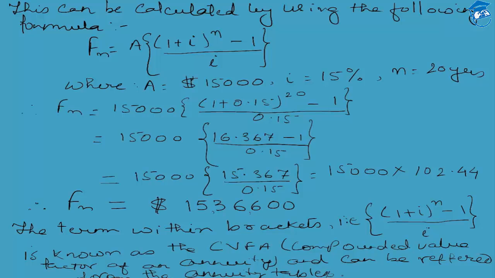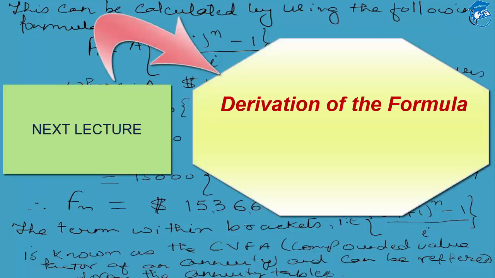Hope students this discussion is clear with you all. Hope I have been in a position to make myself a bit clear. So that's it for now. In our successive discussion, we shall be talking about the derivation of the formula Fn is equal to A within bracket 1 plus i to the power of n minus 1 whole upon i, bracket close.